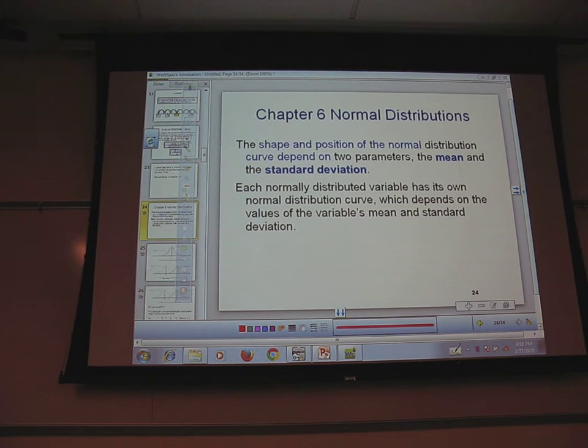Who hasn't read yet? Angela, have you read? Go ahead. The shape and position of the normal distribution curve depend on two parameters, the mean and the standard deviation. Each normally distributed variable has its own normal distribution curve, which depends on the values of the variable's mean and standard deviation. Right, so for a normal, it depends only upon the mean and standard deviation. The one we just did, binomial, only depends upon n and p. This one, the things that are important are mean and standard deviation.